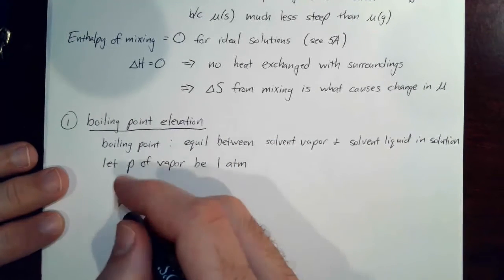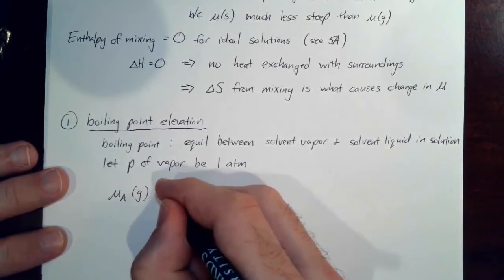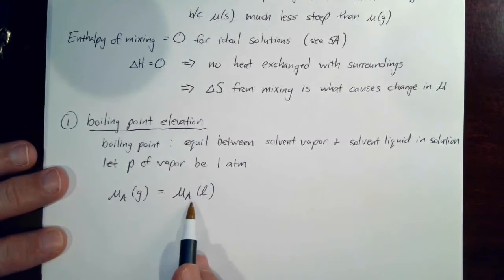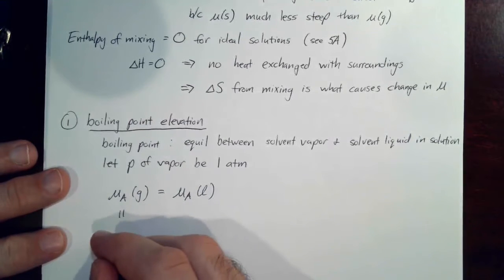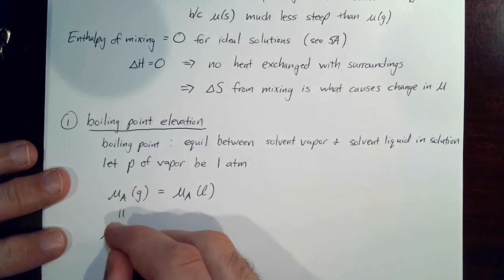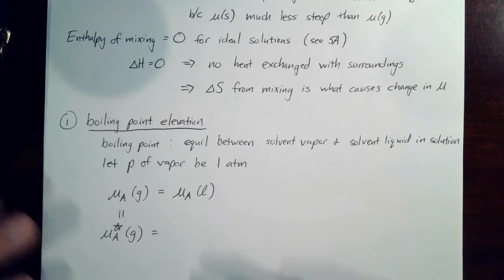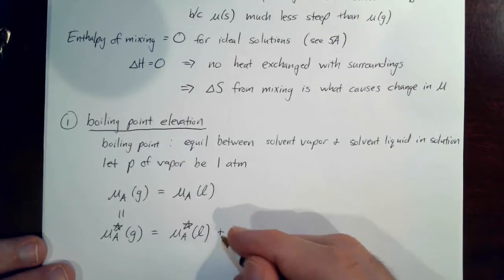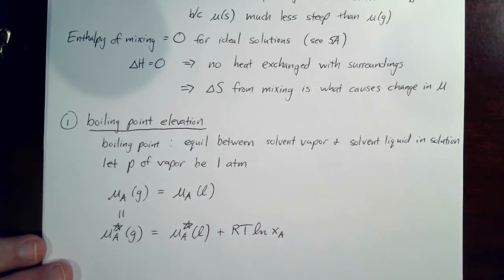Okay, so writing this equilibrium down mathematically, it would look like this. The chemical potential of the gas is equal to the chemical potential of the liquid, in both cases for species A, because that's the solvent. Now, the chemical potential of the gas is a pure substance, so it's equal to mu A star. And the chemical potential of the liquid is the one that we saw earlier, which is the chemical potential of the pure liquid plus RT natural log of the mole fraction of A.